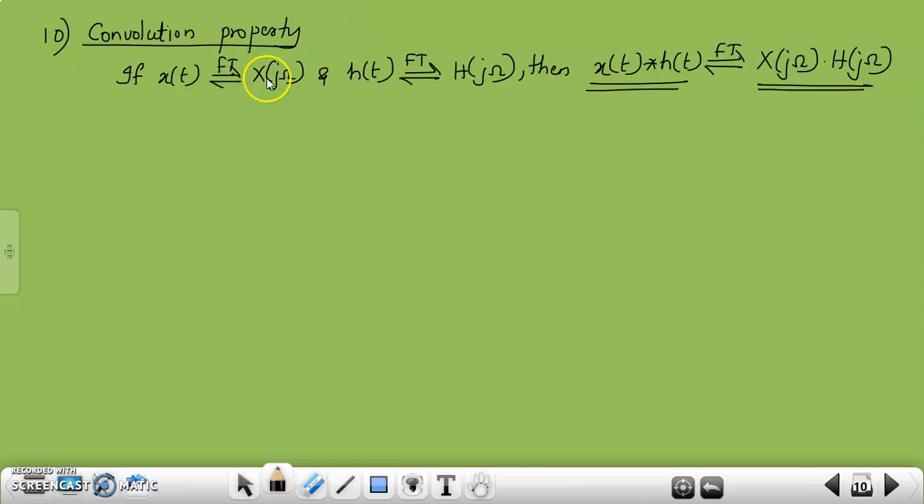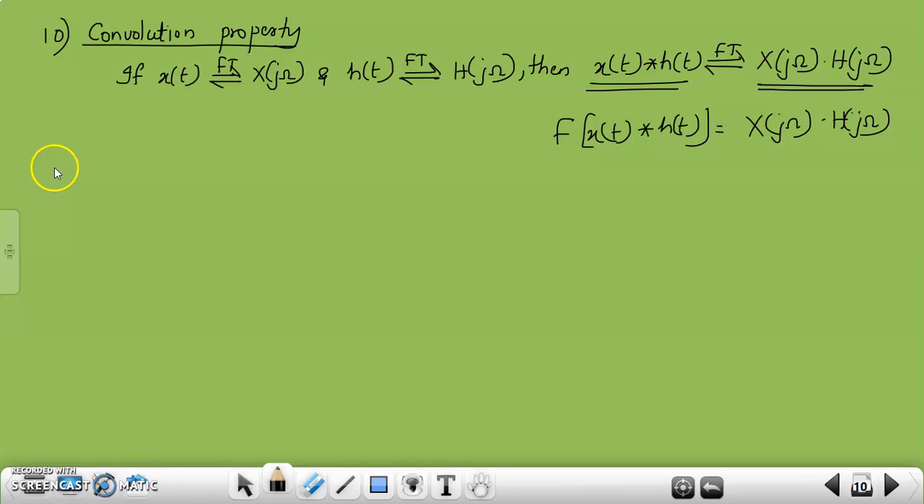The actual statement is: if x of t is transformed to X of j omega, and H of j omega is the transform of h of t, then the Fourier transform of the convolution of x of t and h of t is equal to X of j omega into H of j omega. The meaning is that in frequency domain you can multiply the Fourier transform of x with the Fourier transform of h, and take the inverse Fourier transform to get the convolution in time domain. We can prove this.